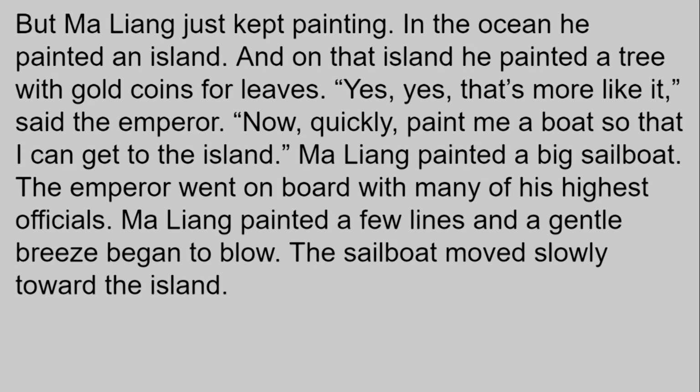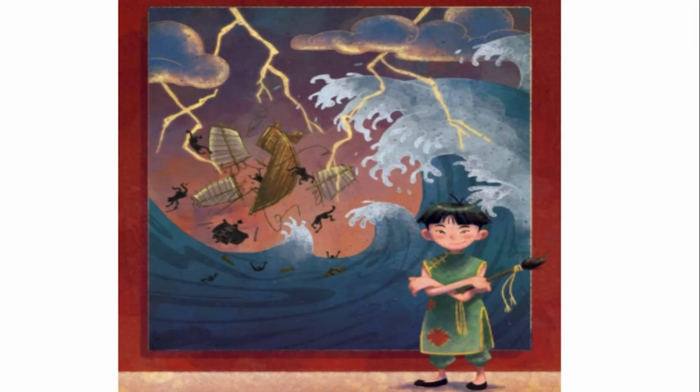Ma Liang painted a big sailboat. The emperor went on board with many of his highest officials. Ma Liang painted a few lines and a gentle breeze began to blow. The sailboat moved slowly toward the island. Faster, faster, shouted the emperor. Ma Liang painted a big curving stroke and a strong wind began to blow. That's enough wind, shouted the emperor. But Ma Liang kept painting.